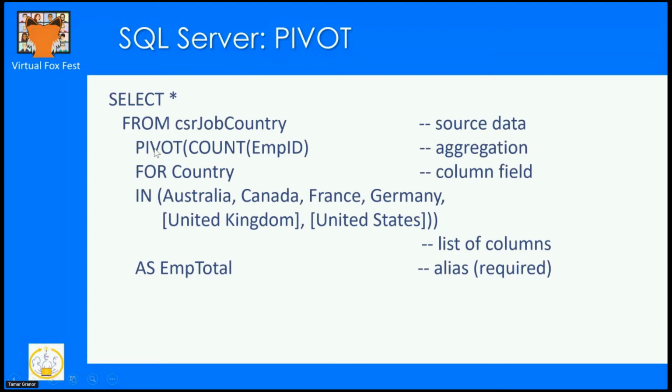We have the keyword pivot, which says this is the beginning of the part where we pivot. We have to give an aggregation. Here it's going to be the count of employee IDs, and then we specify what country in the original data determines what the columns will be in the result. The big difference between VFP and SQL Server is this IN clause. We have to give it a list of the data values that are going to specify what the columns are in the result. I'll talk about that a little more in a minute. Then finally, we have to give an alias for the pivot itself.